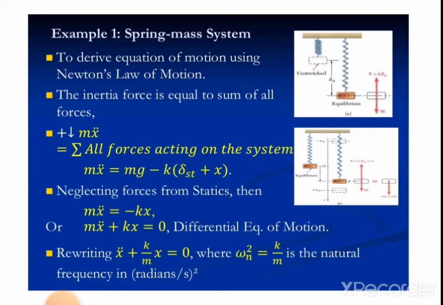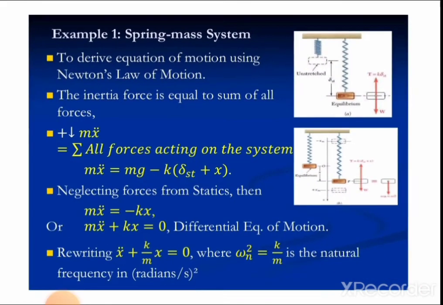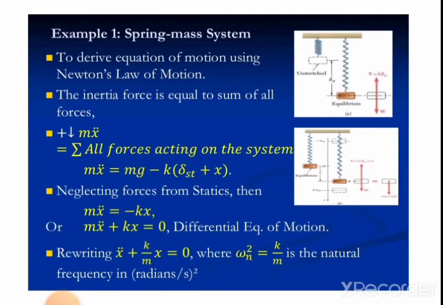We will take the first example as a spring-mass system to derive the equation of motion using Newton's law of motion. When mass m is applied, the spring will deflect to a static position, the equilibrium position, that is delta st. At this position we can find the weight: W is equal to mg, or we can say that W is equal to K delta st, where K is the spring constant.